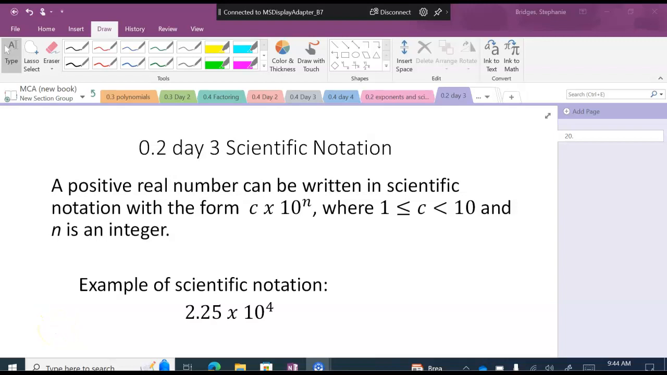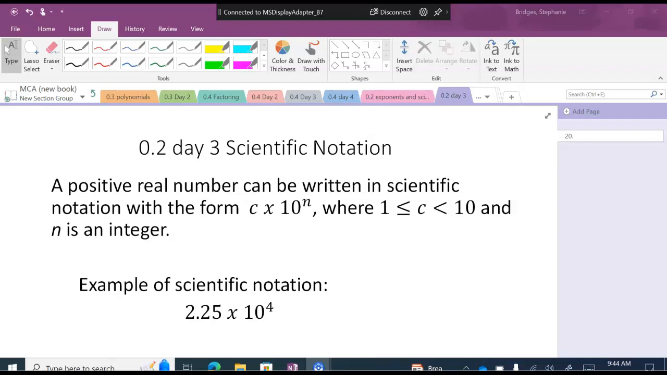So we use scientific notation to help us write either really large numbers or really small numbers, okay? You'll notice sometimes when you do things in your calculators, it will give you your answers in scientific notation because that number would either be way too large to fit in the screen of your calculator or way too small to fit in the screen of your calculator, okay?